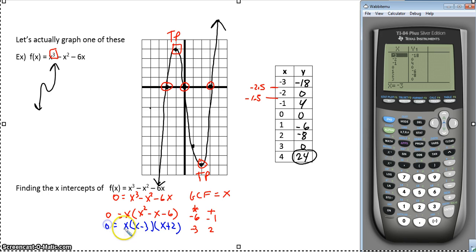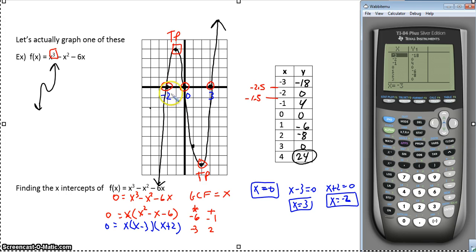And then what I can do is set all 3 of these individually equal to 0 to find my x-intercepts. So x would be equal to 0, x minus 3 equals 0, and x plus 2 equals 0. So I've got 0, I have a positive 3, and I have a -2. So let's just verify that with my graph. This is -2, this is 0, and this is 3. I've got those 3 values on my graph.